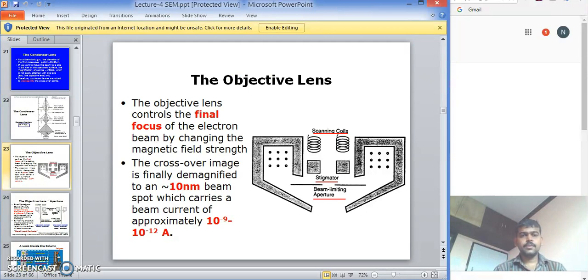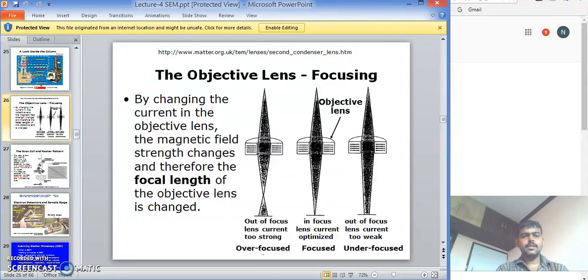The third component is the objective lens. It controls the final focus of the electron beam by changing the magnetic field strength. The crossover image is finally demagnified to an approximately 10 nanometer beam spot, which carries a beam current of approximately 10 raised to minus 9 to 10 raised to minus 12 ampere. By changing the current in the objective lens, the magnetic field strength changes, and therefore the focal length of the objective lens can be changed.